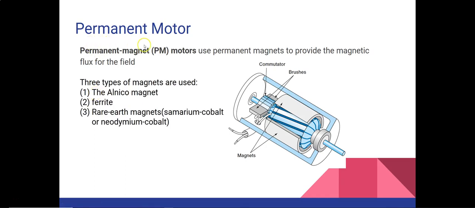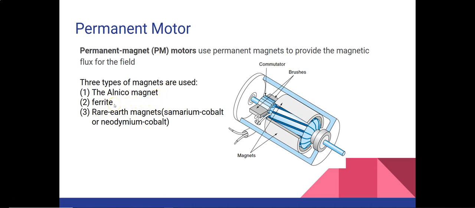In this permanent magnet motor, there are three types of magnets which are used. First is the Alnico magnet. This type of magnet has high flux density, but it loses its magnetization under some conditions such as a strong armature field winding. So in that situation, the magnetization will be low.